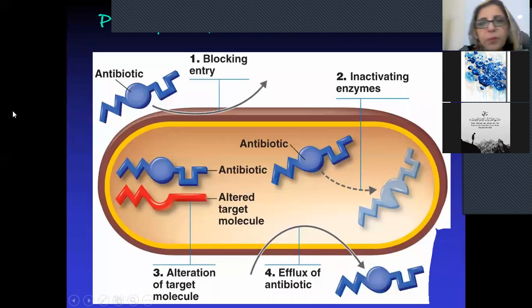Now, what are the four principal mechanisms of antibiotic resistance? How does the bacteria, through these genetic mechanisms, affect the antibiotic resistance? Number one, it can block the entry of the antibiotic. Number two, it can inactivate the enzymes which are responsible for the activity of the antibiotic. Number three, it can alter the target molecule. Number four, it can cause the efflux of the antibiotics. So basically, these are the four methods by means of which the bacteria are going to make itself resistant to the antibiotics which are being given.